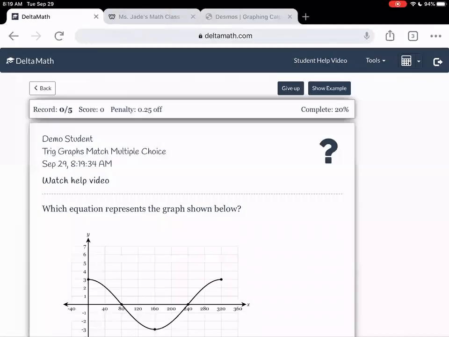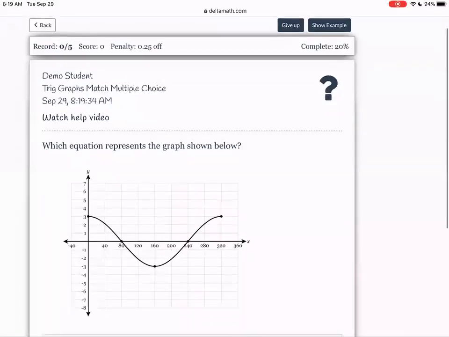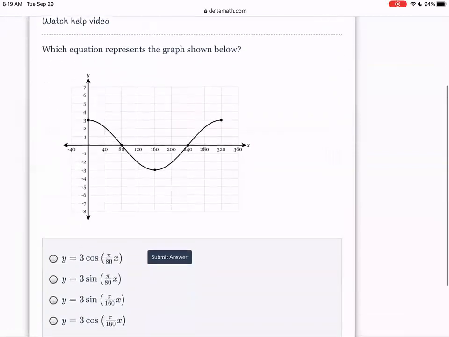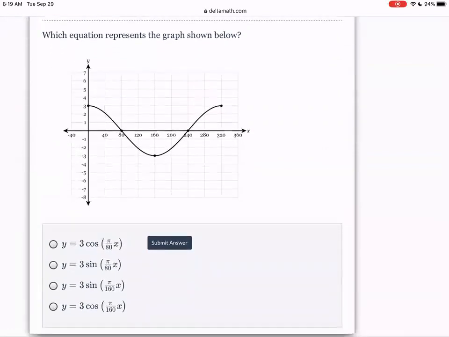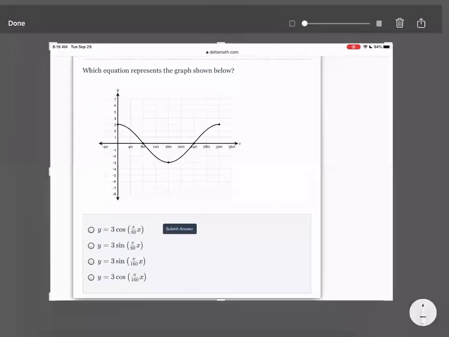Okay, so now we're on trig graphs match multiple choice. Which equation represents the graph shown below? Once again, you're trying to find the equation, and then we're going to pick the correct multiple choice. Screenshot that so we can point and talk.